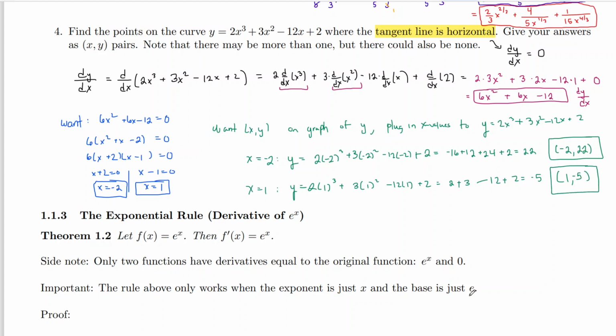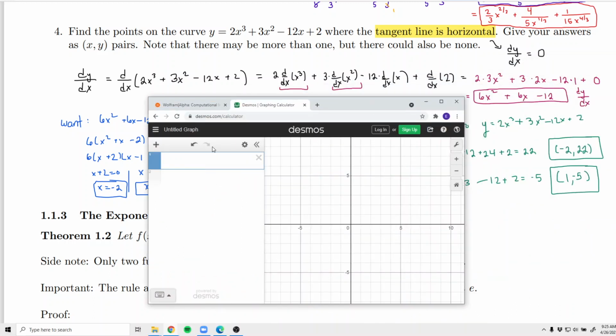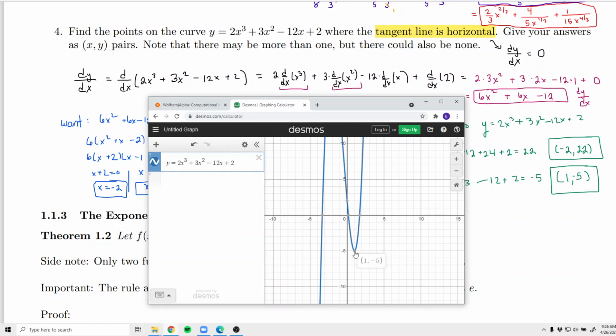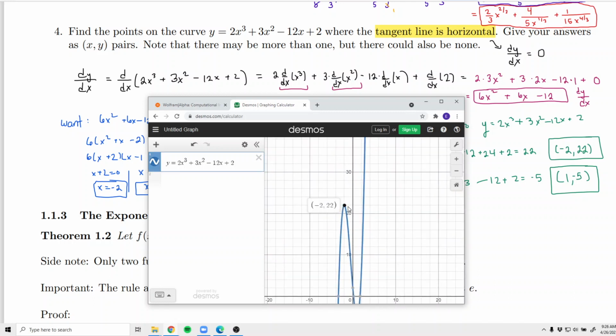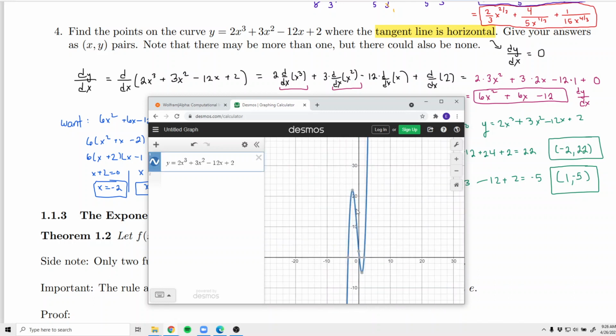Now what I want to do is just show you what the graph looks like when the tangent line is horizontal. We talked about in a previous section how to really observe where the derivative equals 0, which is what this is doing. But I want to go ahead and do it in Desmos to really confirm that, because that's a very important idea. So y equals 2x raised to the 3 plus 3x raised to the 2 minus 12x plus 2. And I can highlight the points here. 1, -5 is down there. And you may have been able to guess that. Let me highlight it. The -2, 22 is up there.